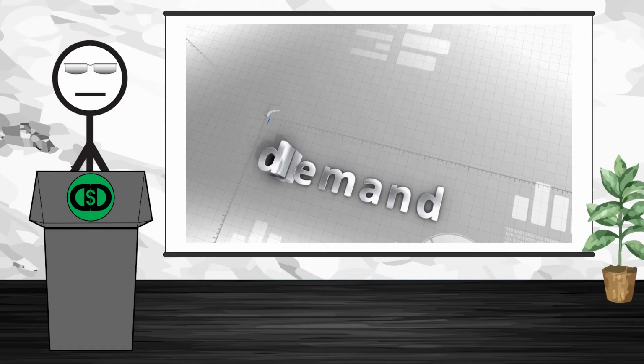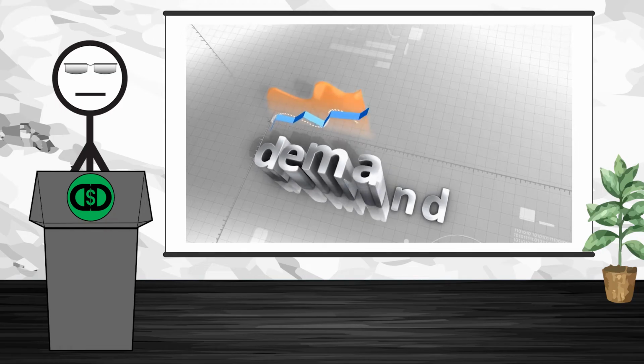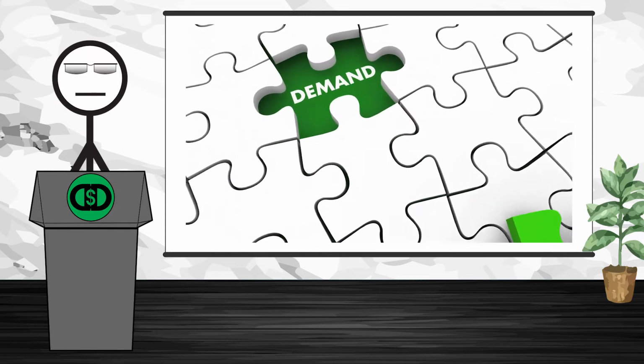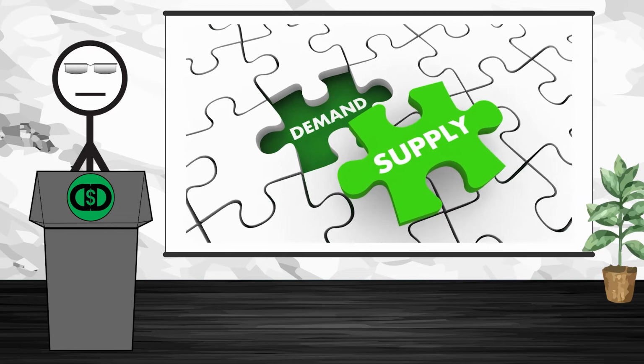Another cause of inflation is demand pull. This is when demand exceeds supply. This normally occurs when supply chains break down or demand increases faster than production can scale.